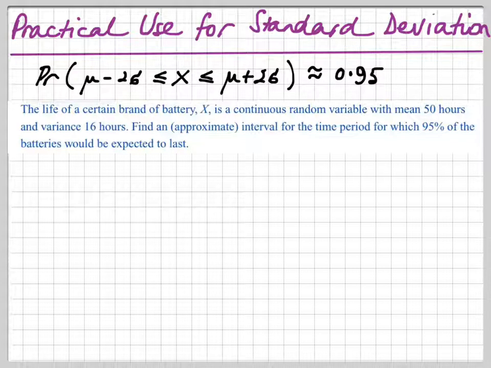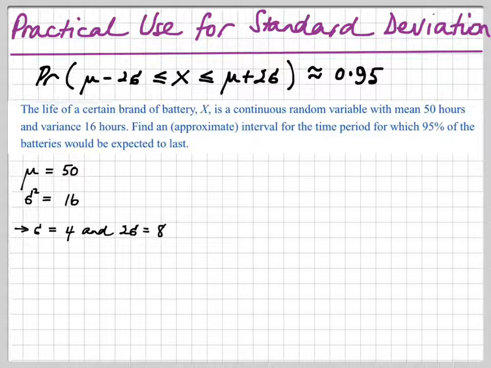Time's up. Come on, how did you go? Well, I think it's pretty easy. Mu is 50, that's the mean, and sigma squared being the variance is 16. So what's the standard deviation, guys? It's the square root of that, which is 4. And furthermore, 2 standard deviations would be twice that, which would be 8. Now that's all we need. We need mu being 50 and 2 sigma being 8.